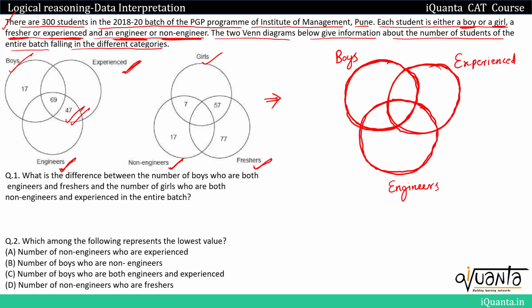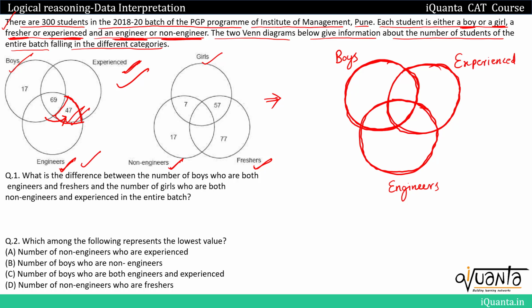Let us find out what is 47 in the first Venn diagram. So 47 lies in the area of intersection of set experienced and engineers. So 47 lies in the common area or the intersection of experienced and engineers, but it lies outside the set of boys. We can clearly see that 47 lies outside the set of boys. That means it belongs to girls. So there are 47 girls who are experienced and engineers.